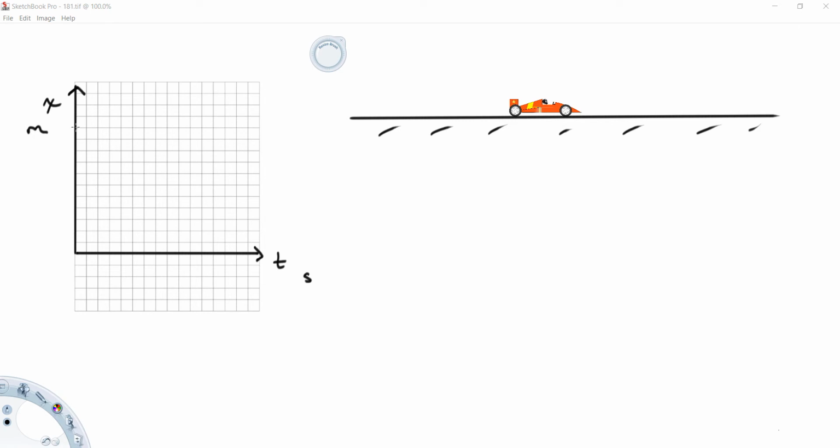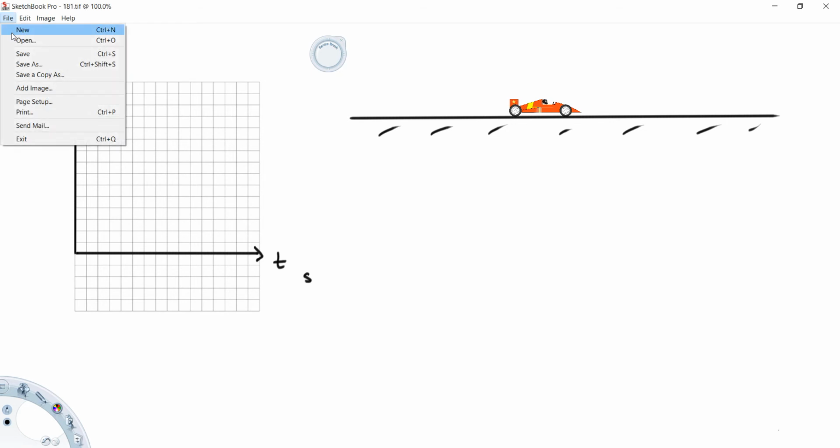A position graph is the graph of the position of the object, here represented by, I put X here, with respect to time. Now, you can represent position with any variable you want. This is going to be a one-dimensional example, and I'm going to choose X to represent the position of an object. Now, before you can start graphing it, the first thing you have to do is actually define what X is.